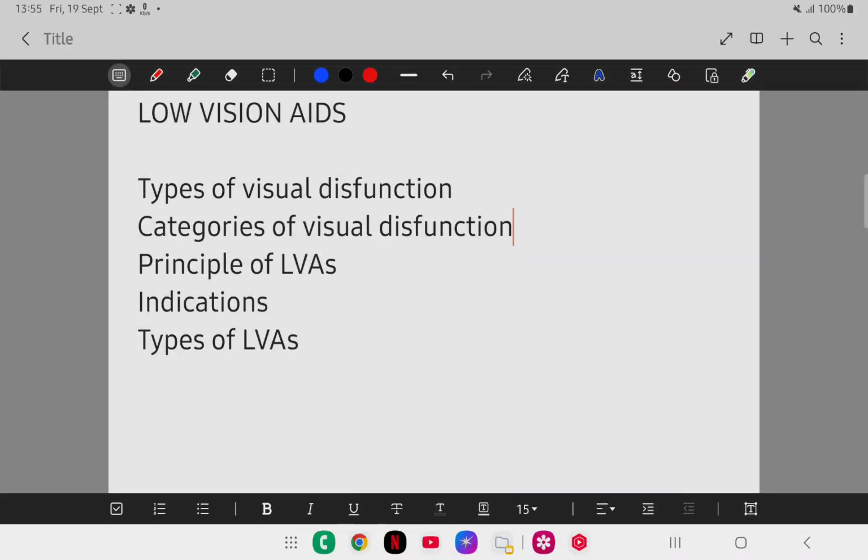Hello friends, in today's class we will discuss low vision aids. In our previous class we discussed retinitis pigmentosa and its management. Here we will discuss the types of visual dysfunction categories, the principles of low vision aids, indications and their examples. So coming to the definition of low vision.